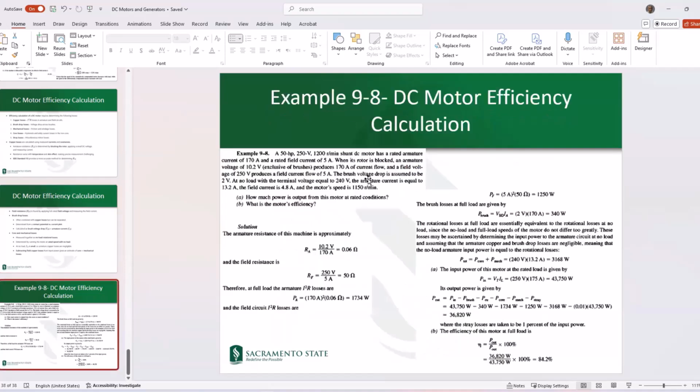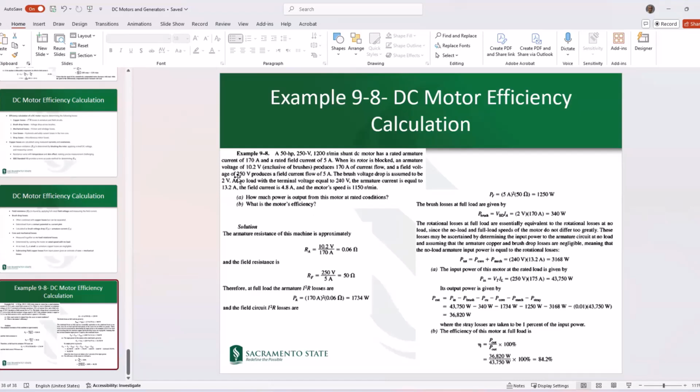Let's go to another example, example 9.8, which is associated with DC motor efficiency calculations. We have a 50 horsepower, 250 volt, 1200 RPM shunt DC motor, which has a rated armature current of 170 amps and a rated field current of 5 amps. When the motor is blocked, an armature voltage of 10.2 volts would produce 170 amps of current flow, which is basically the rated armature current.